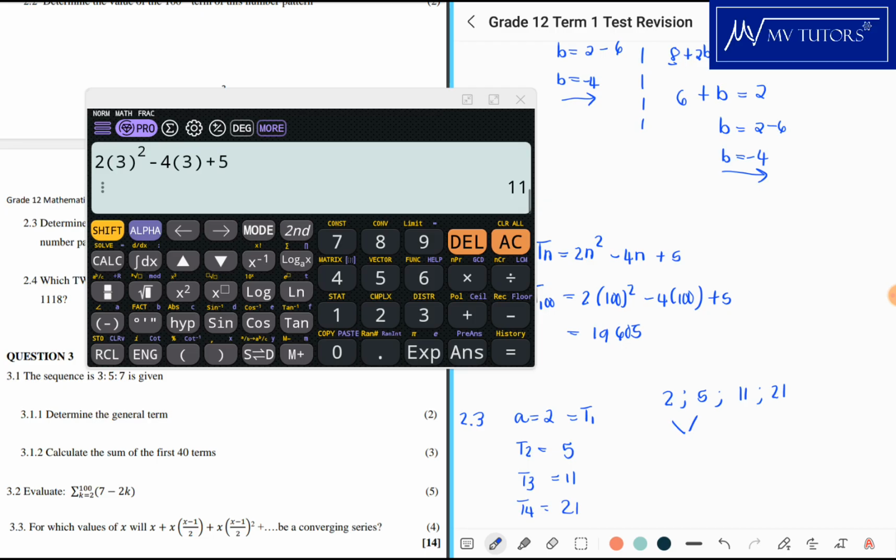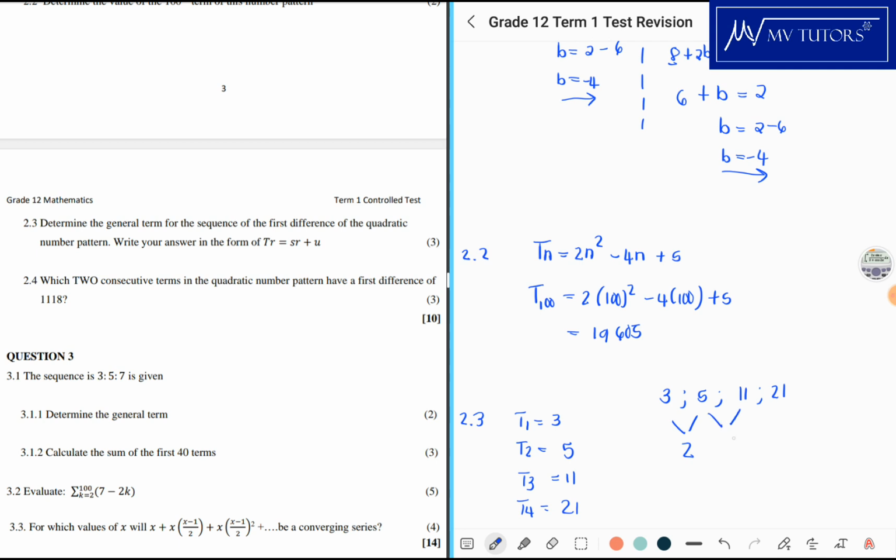Let's get the first difference. No. What am I doing? Term 1 is not 2. That is the first term of the arithmetic series. So yeah, term 1 is actually 3. We know this to be 2. Okay, and then 11 minus 5, that is 6. 21 minus 11, that is 10. And then our common difference, 6 minus 2 is 4, and 10 minus 6 is 4.